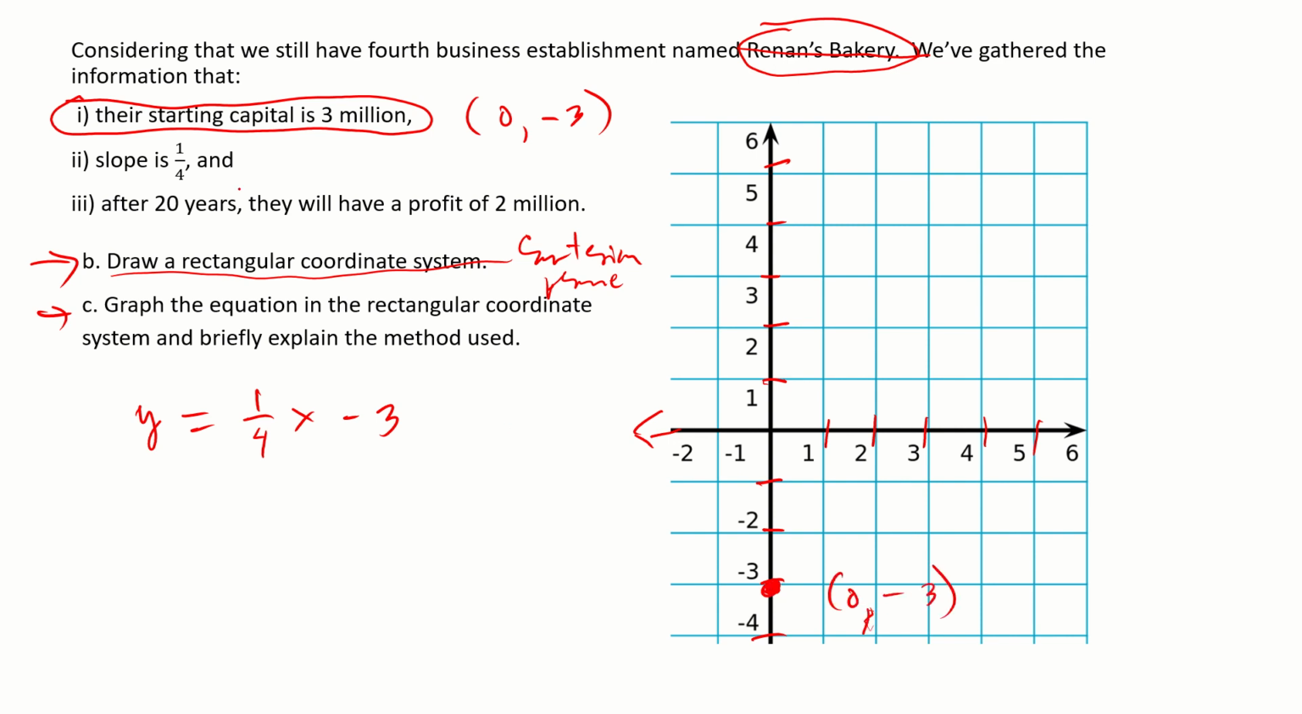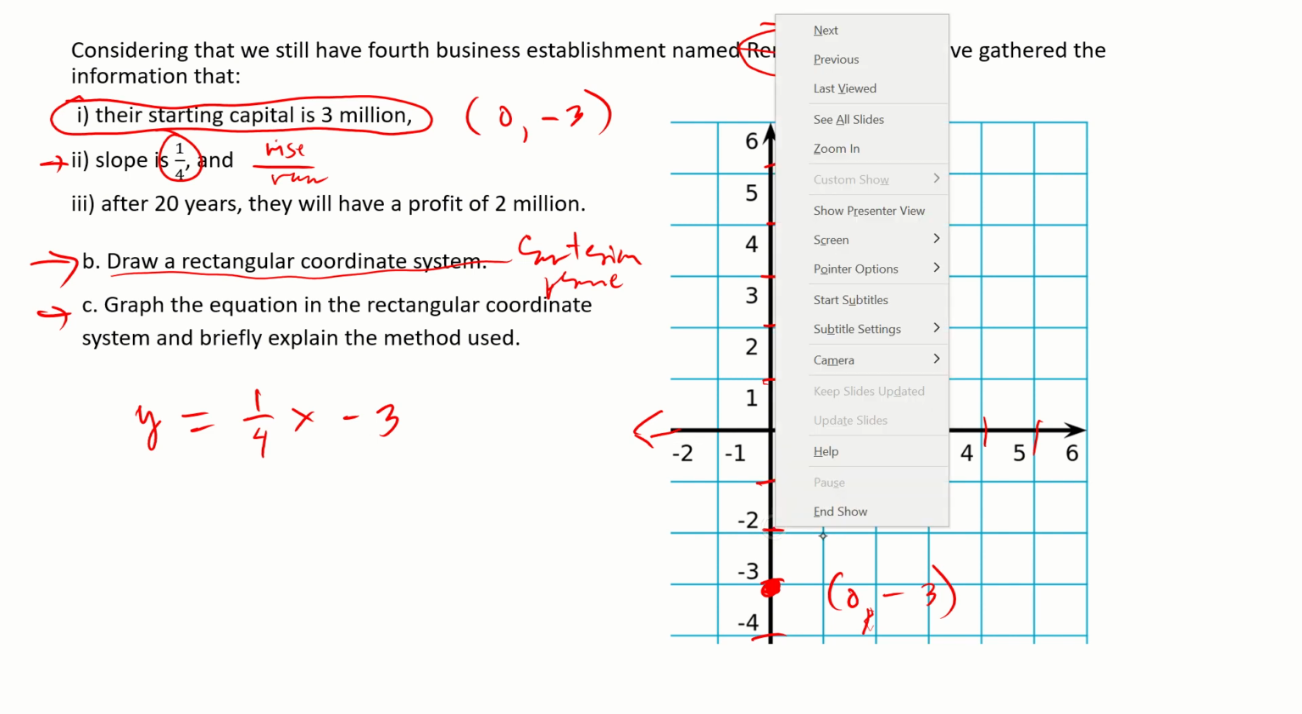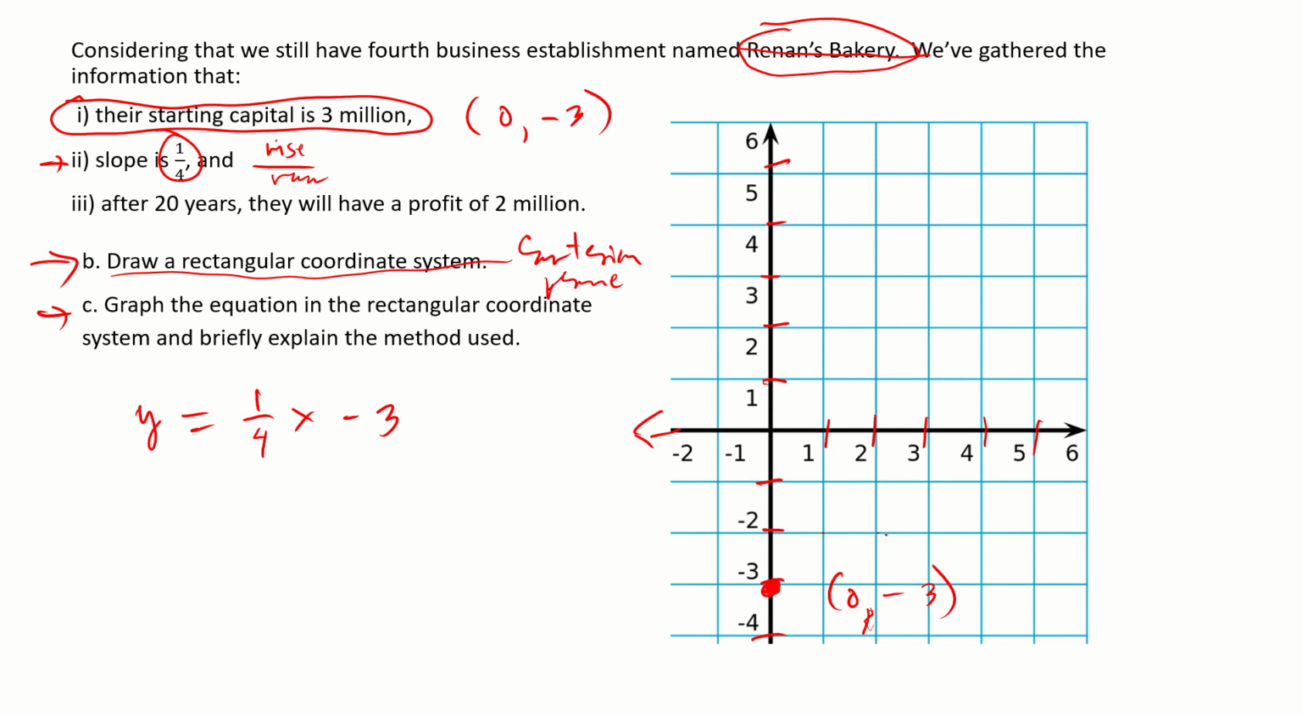And then we will be using the second information where the slope is 1/4. Slope is rise over run. In other words, you go up once and then move 4 times going to the right to get the other point. So you go up once, so 1, then 1, 2, 3, 4. This is now the second point. The location of this point is at 4, -2.